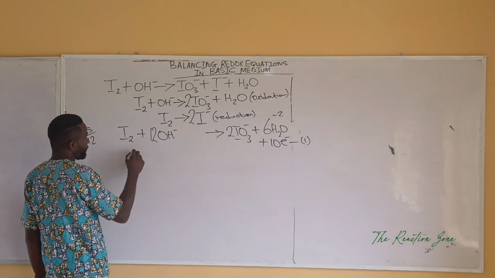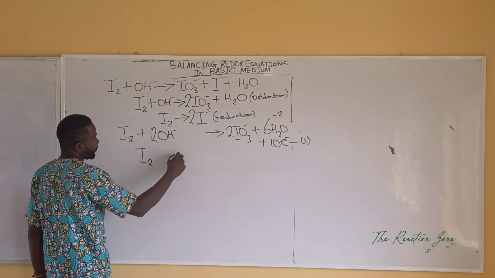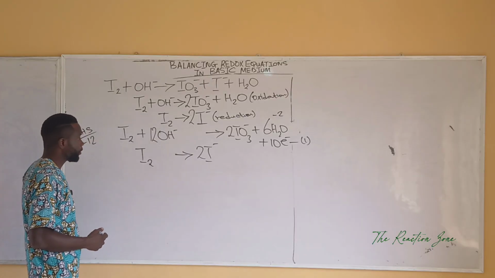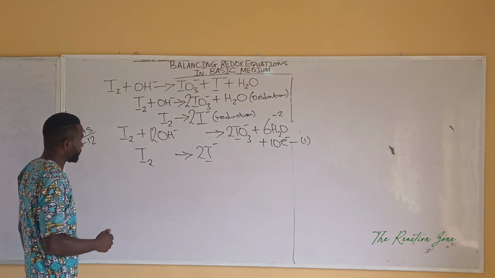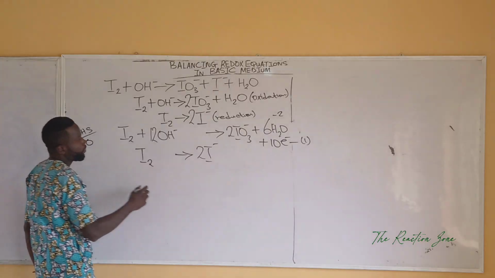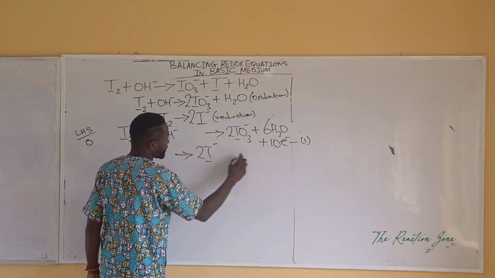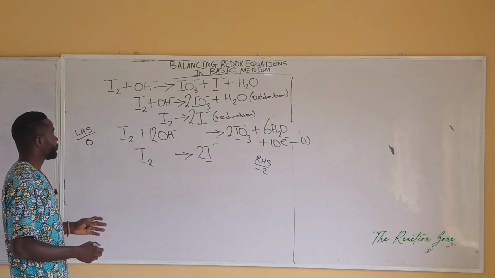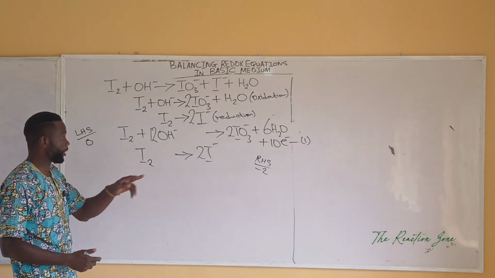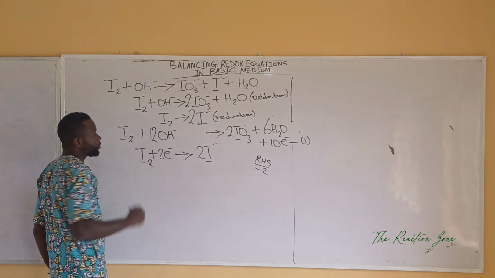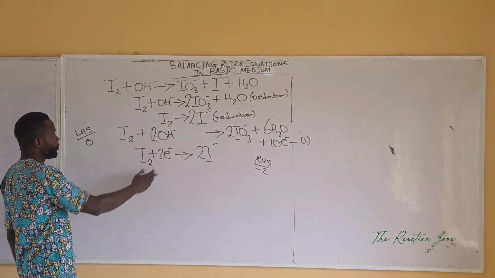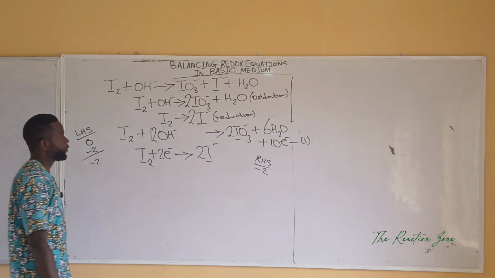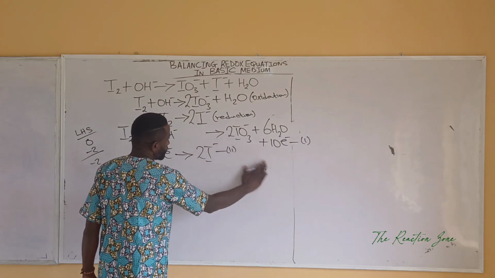For the second one, we have I2 give us 2I minus. There are no oxygen atoms in this second half equation, so we go straight to the balancing of the charges. On the left hand side, it is 0. On the right hand side, it's minus 1 times 2, which is minus 2. So what we do to make 0 become equal to minus 2 is just to add 2 electrons to this side. Because when we do this, it becomes minus 1 times 2, minus 2, and 0 minus 2 is minus 2. So this is equation 2.